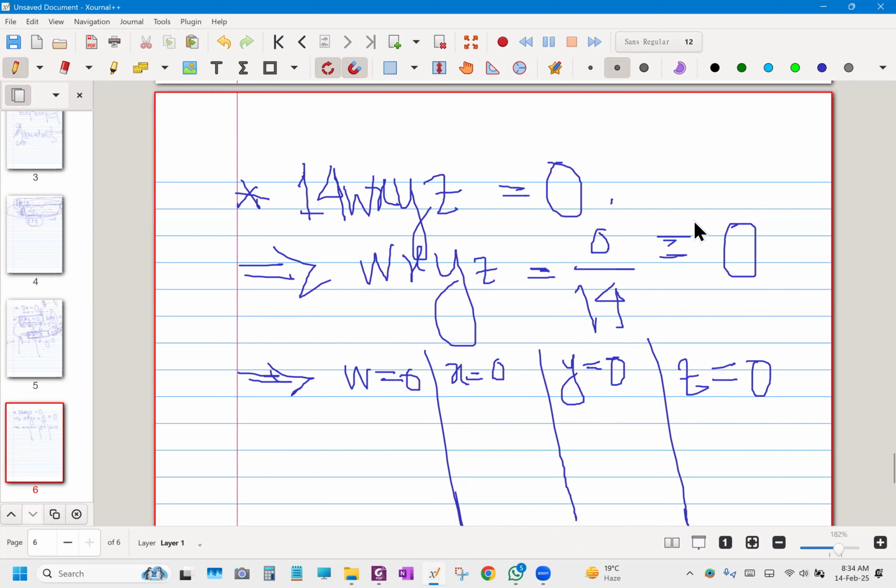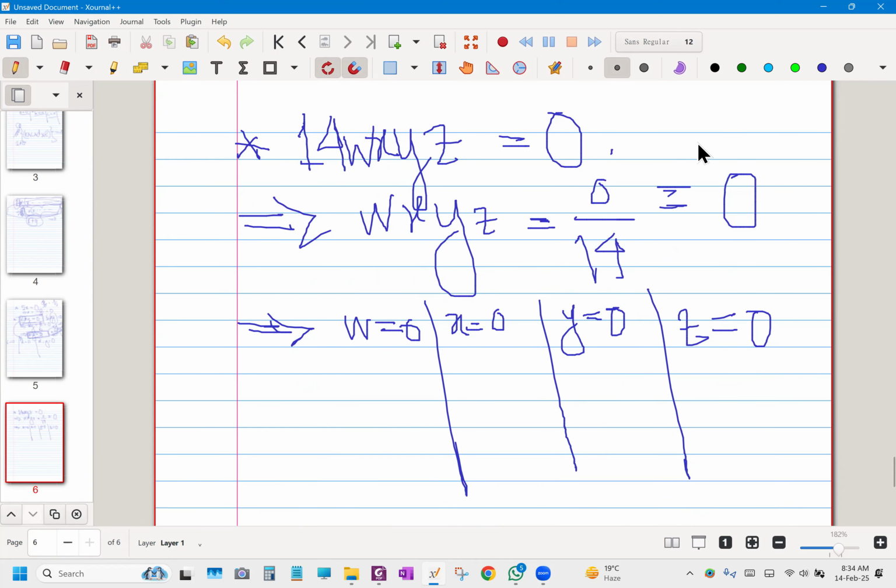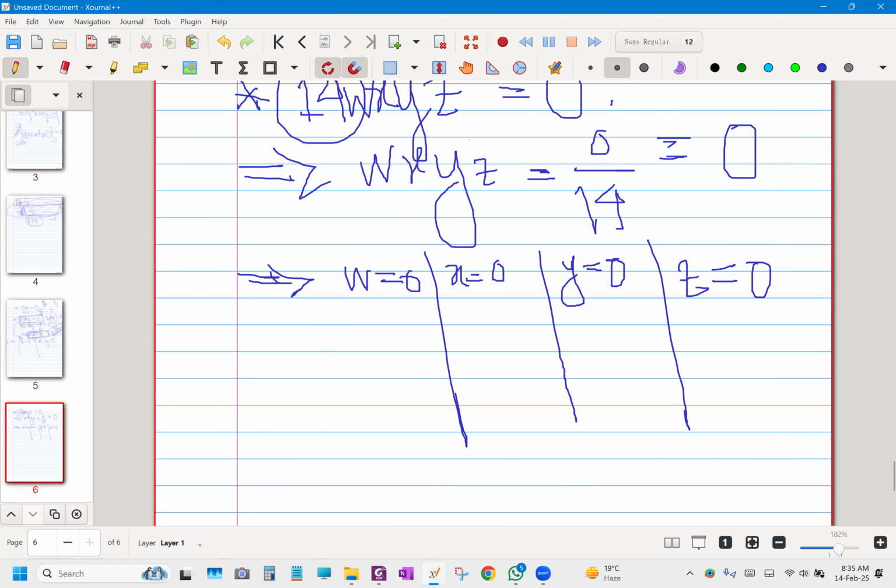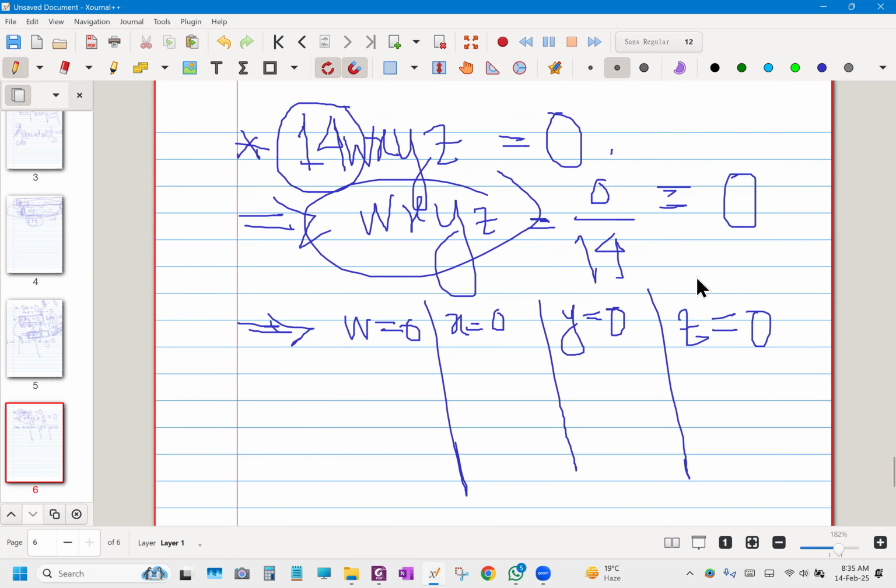Just consider this equation: 14wxyz equals 0. This is method number 1 to solve this problem. Taking this 14 to the right side of the equation will give you 0. Then equate this with 0: w equals 0, or x equals 0, or y equals 0, or z equals 0. This is procedure number 1.